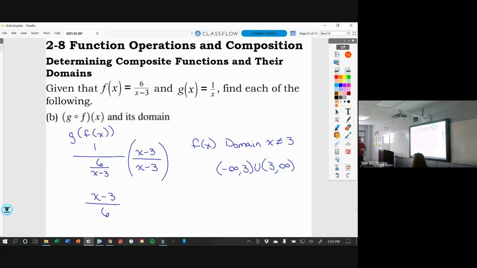You can't simplify that? Not that I know of. Somebody teach me how to simplify. I've tried. I guess if a person wanted to, they could write that as 1/6 x minus 1/2. I guess you could do that. Okay, moving on.